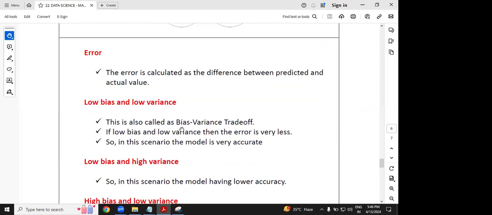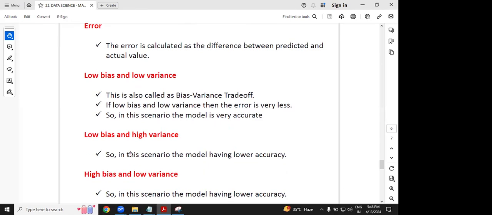This is also called the bias-variance trade-off. If low bias and low variance, then what is the error? The error is less. But let me ask you a question: error is never zero. Keep in mind that error should be small, and a small error is fine.